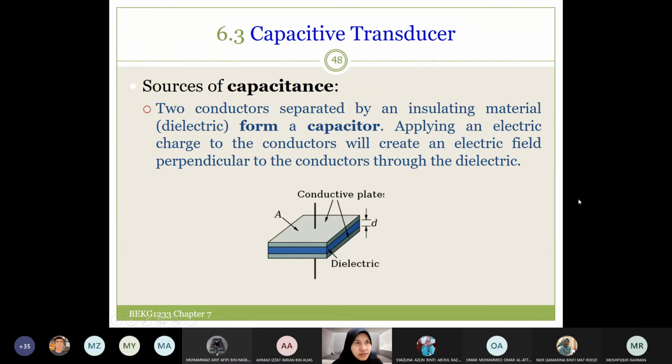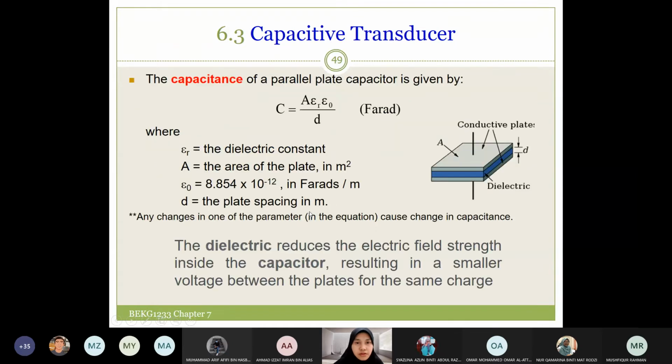We know that a capacitor and an inductor can store energy, but a capacitor stores energy through its electric field, while an inductor stores its energy in a magnetic field. In the middle it is a dielectric, an insulating material. Why? Because, let's say, air is an insulating material.